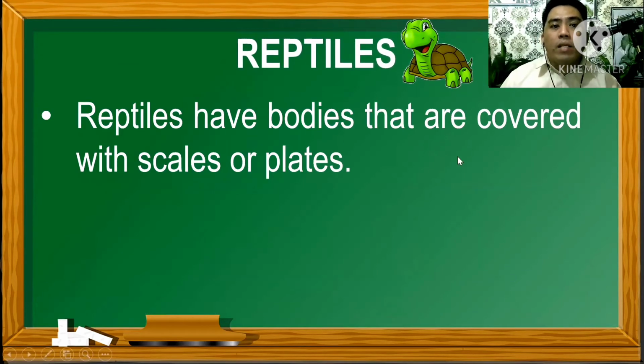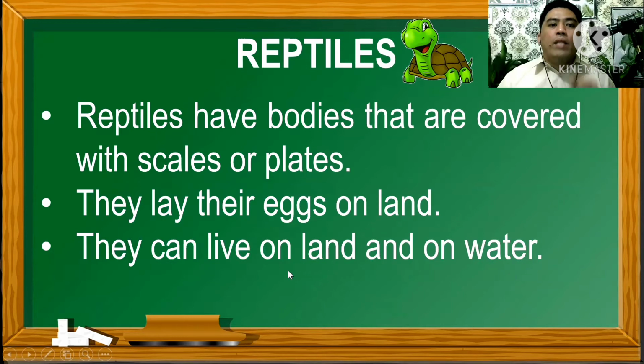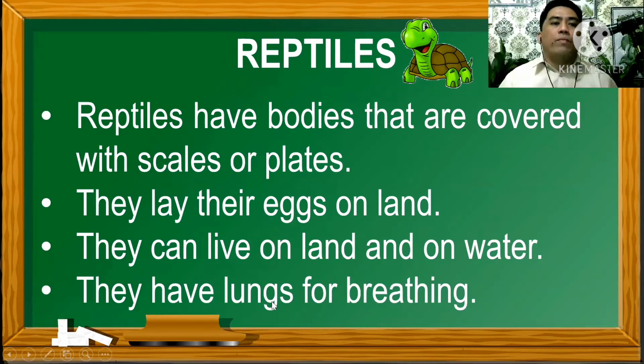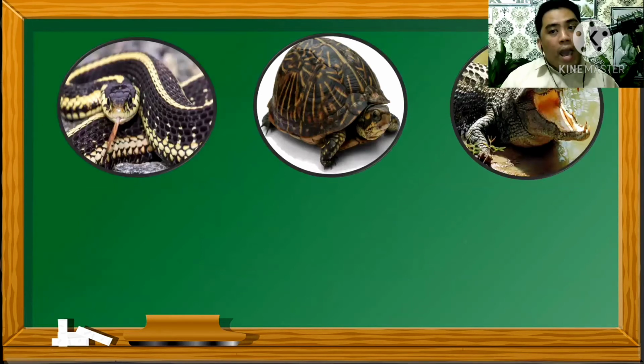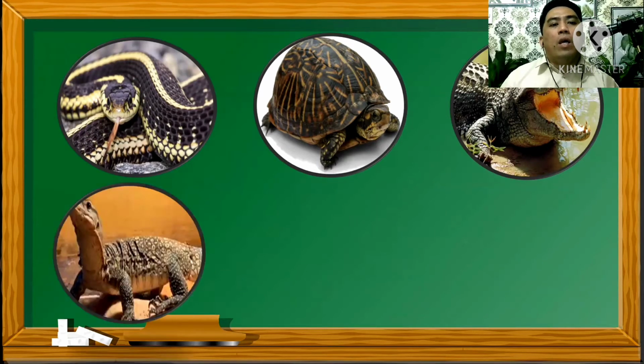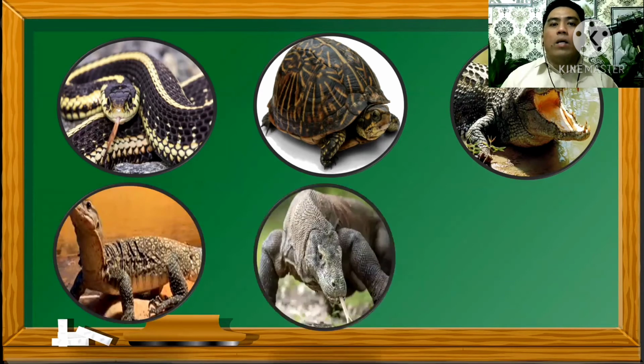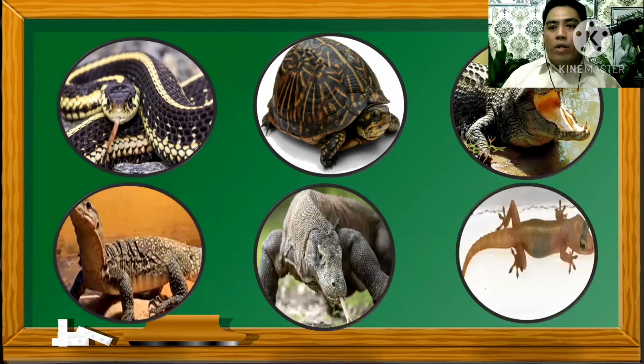So reptiles have bodies that are covered with scales or plates. So tandaan ito ha. Okay, they lay their eggs on land. They can live on land and in water. They have lungs for breathing. Okay. Here are some examples of reptiles. We have the snake, the turtle, and the tortoise, the crocodile, and the alligator, the water monitor or the bayawak, the Komodo dragon na marami sa Indonesia, and the house gecko or the butiki sa bahay natin are examples of what we call reptiles.